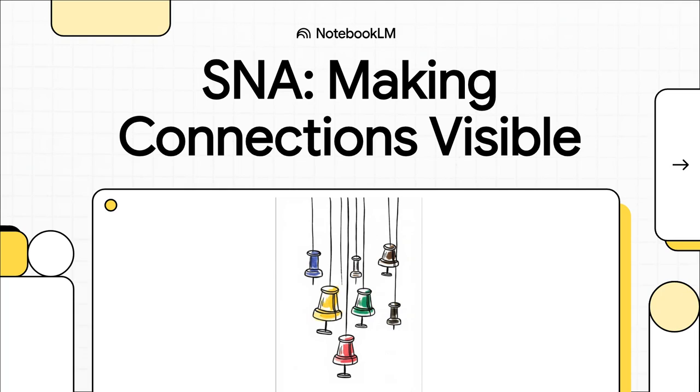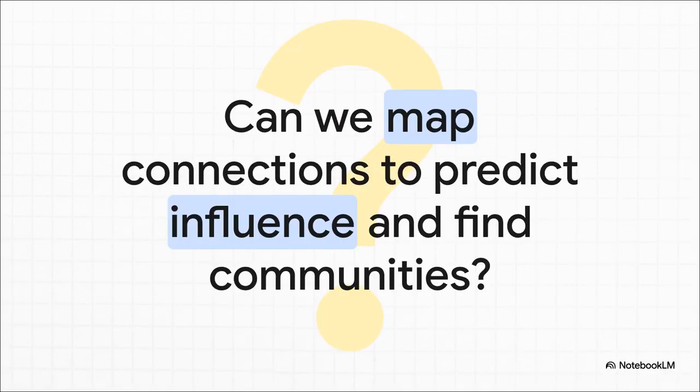Have you ever wondered how an idea really spreads through a group? Or who the actual influencers are, not just the ones with the loudest voice? Well, today we're going to dive into something called social network analysis, which is this incredible way of making all those invisible connections visible. We all feel connected, right? But what if you could actually measure those connections? What if you could draw a map to predict who's influential, find hidden communities, and watch how information flows from person to person? That is exactly what this is all about, and we're going to show you how it's done.